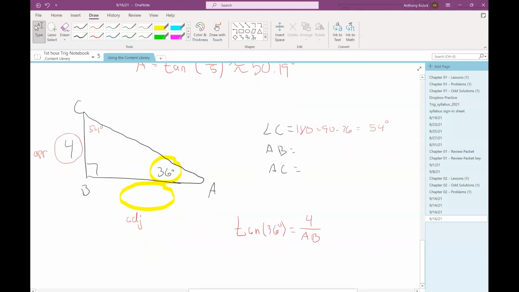So remember, the angle measure is always the part that goes inside the trig function, right? We do sine, cosine, and tangent on angle measures. And we do sine inverse, cosine inverse, and tan inverse on ratios of side lengths, like a fraction. Okay, so to get AB by itself, it's in the denominator of the fraction, right? So I would multiply both sides by AB.